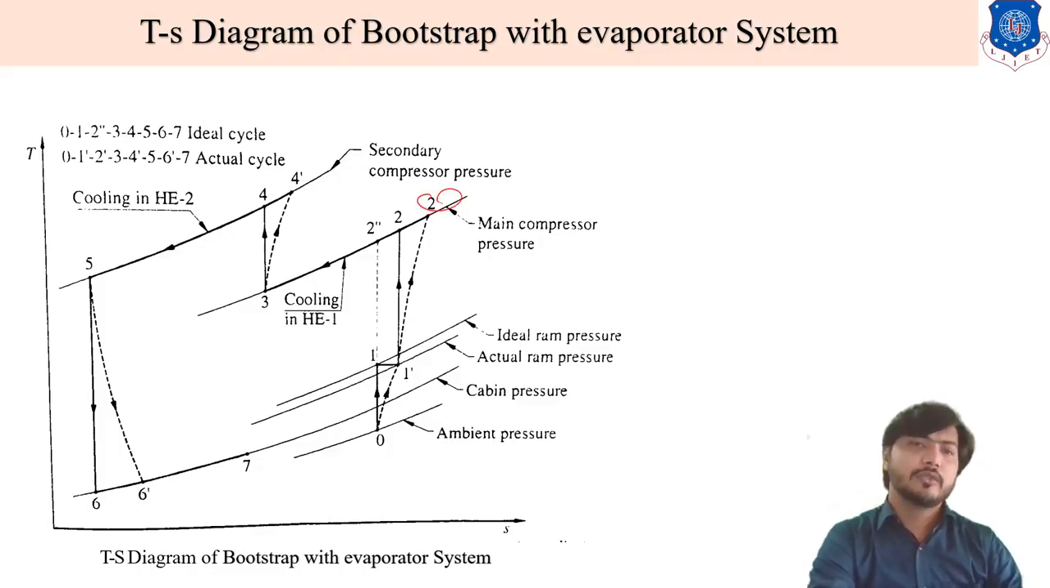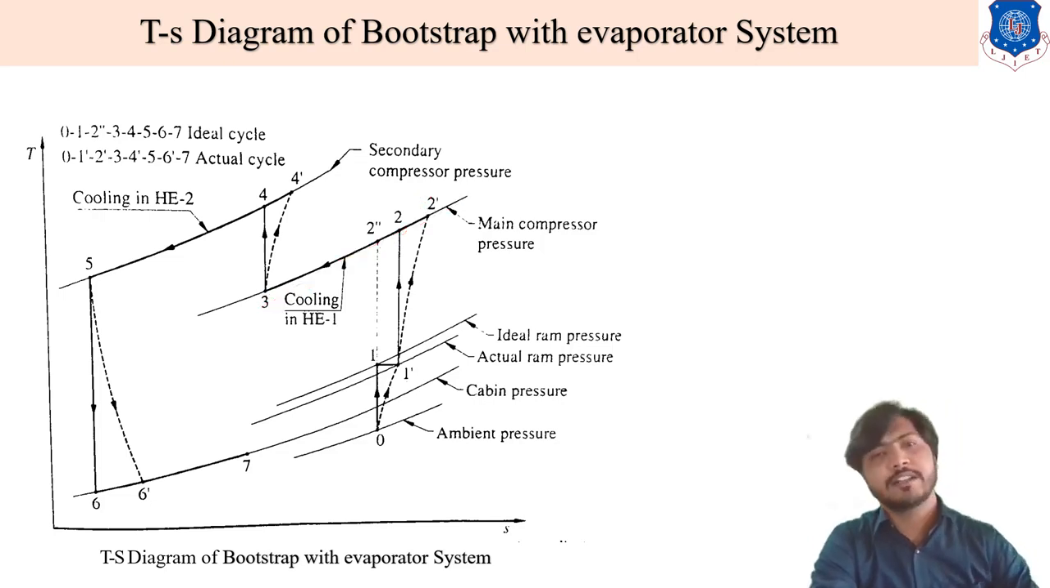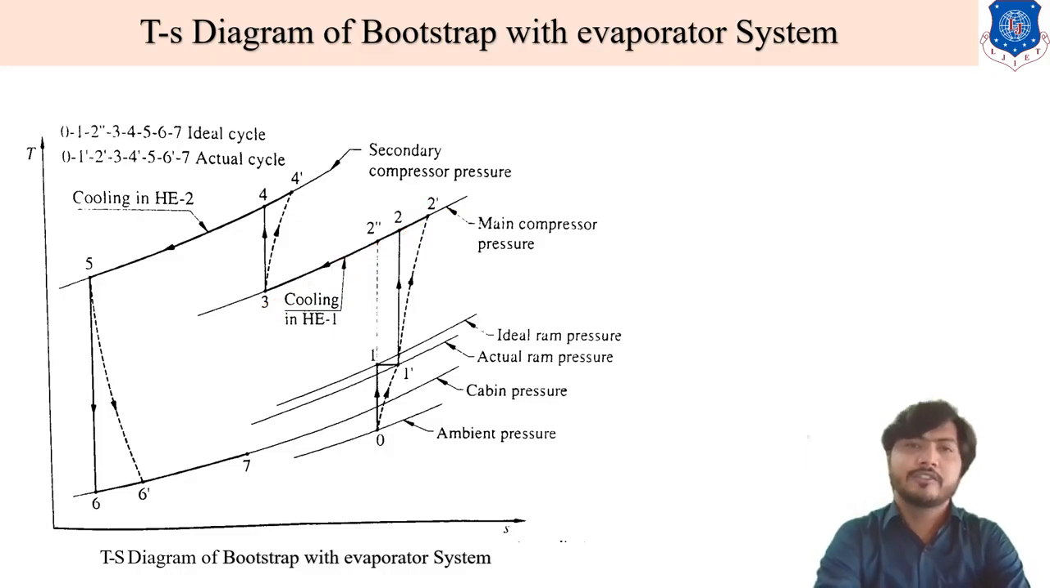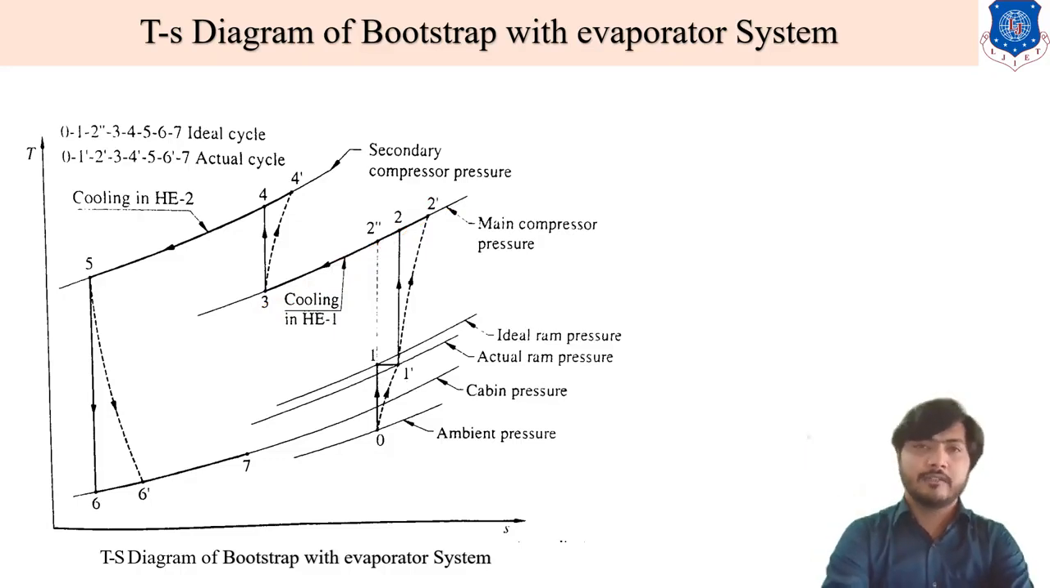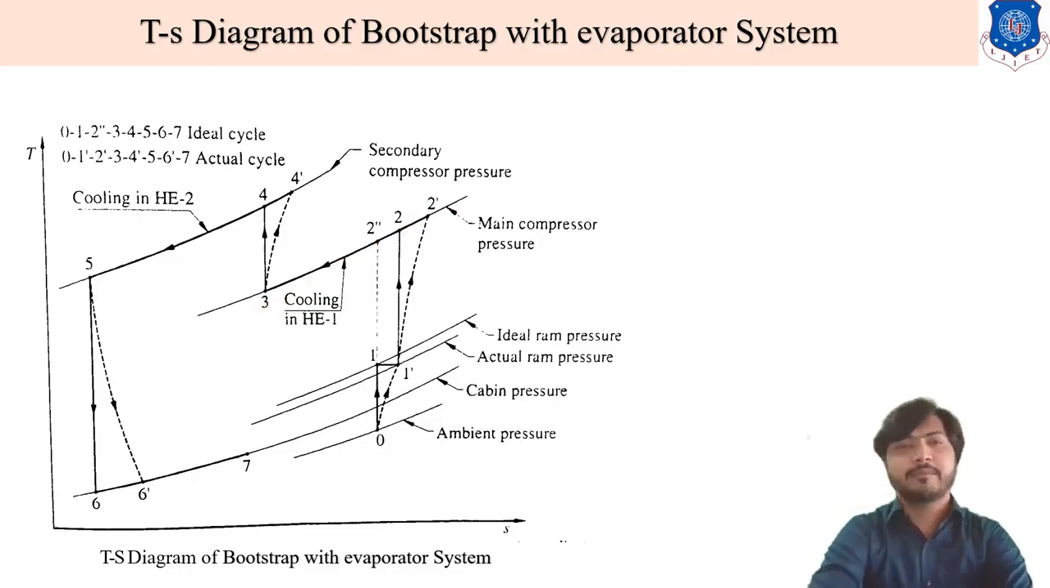Next, 2 to 3' is the cooling heat exchanger. 2 to 3' is a constant pressure heat exchanger, and the fluid used to exchange the heat is the rammed air.